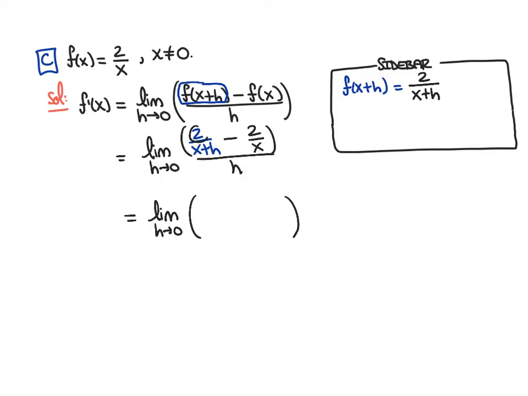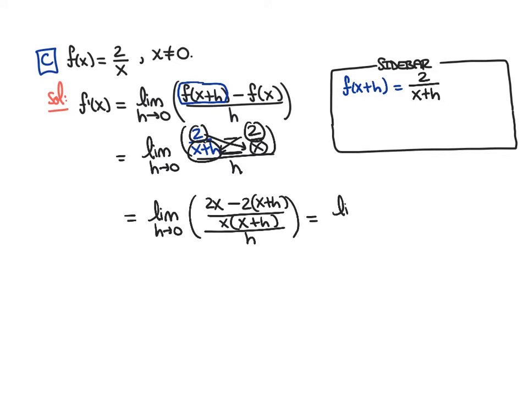You take the numerator, multiply by that denominator, so you'll get 2x. Keep the sign the way it is, minus. Then this numerator times that denominator, so that'll be 2 times x plus h, divided by the two denominators multiplied together, which is x times x plus h. This is all still over h, so things get a little bit messy here.